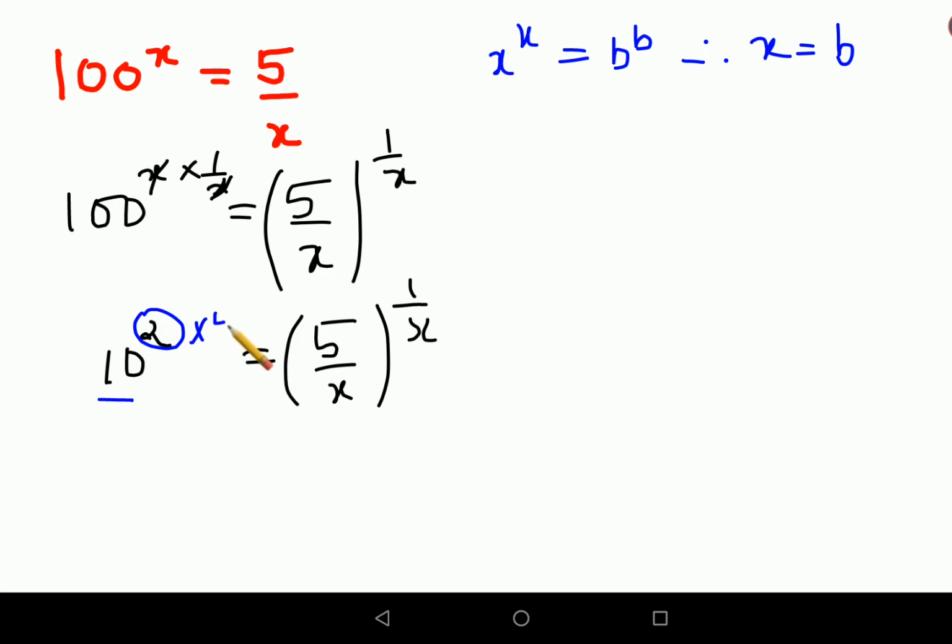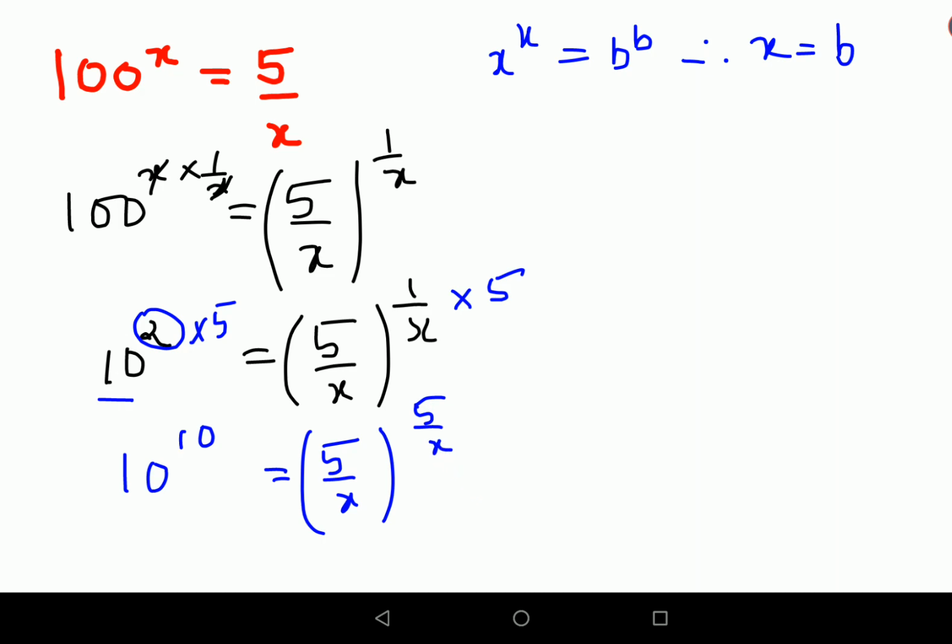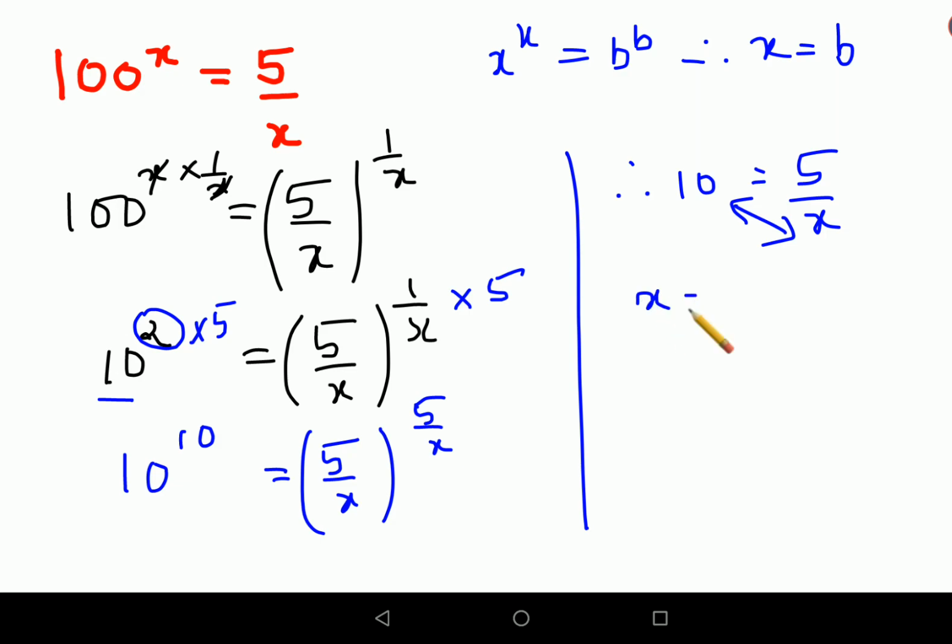I can take the fifth power on both these sides. So when I do this, this becomes 10 raised to 2, the whole raised to 5, which gets you 10. And this becomes 5 upon x, the whole raised to 1 upon x, 1 into 5, which gets you 5 upon x, right? So now I can say therefore 10 is equal to 5 upon x. So just switch the places, and you will have x equals 5 upon 10, which becomes just 1 upon 2.